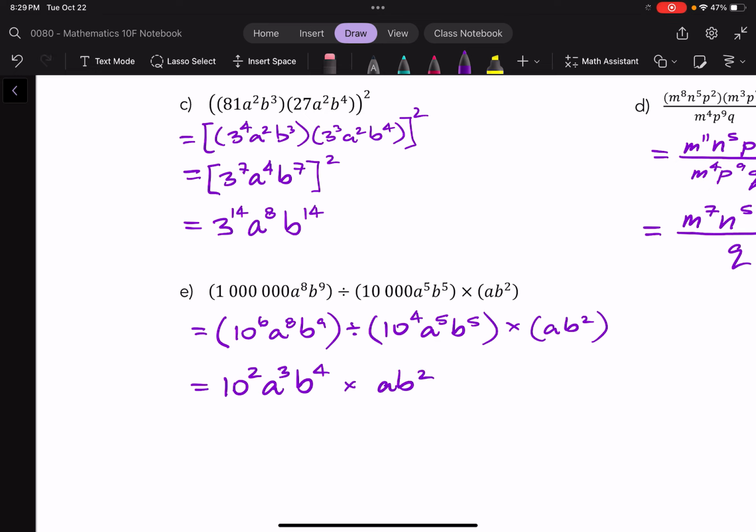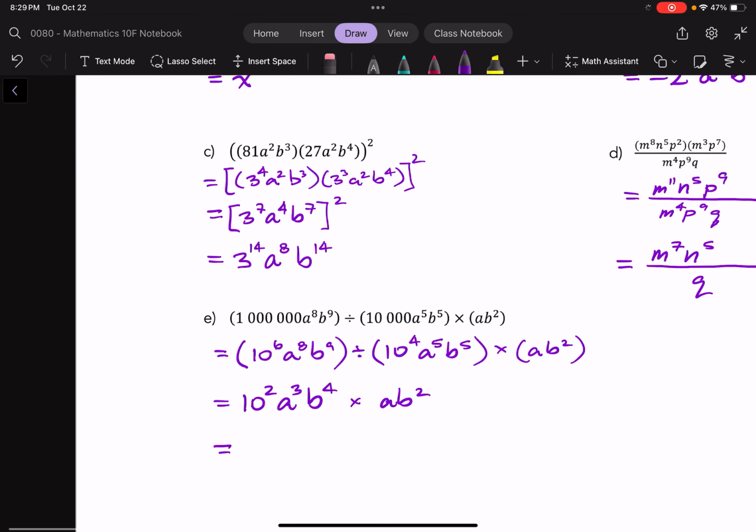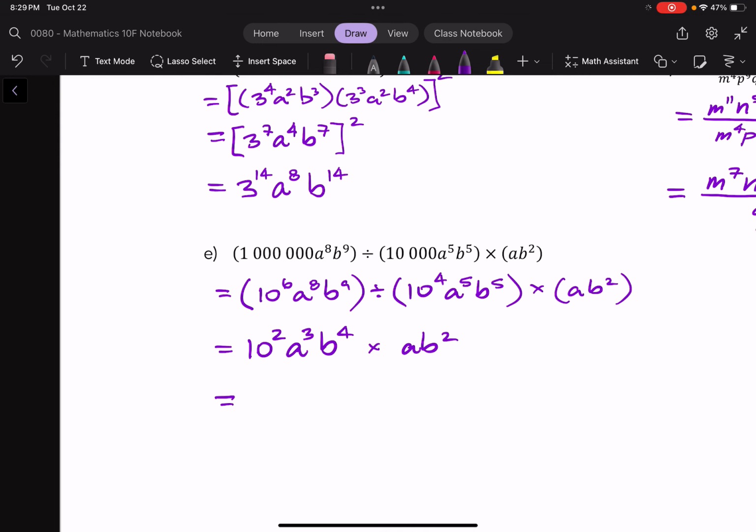And now we have a product. There's nothing for the 10 squared to multiply with, so it's just kicking about on its own. Oh, sorry, this Apple Pencil got loose. There we go. 10 squared. We've got a cubed times a.